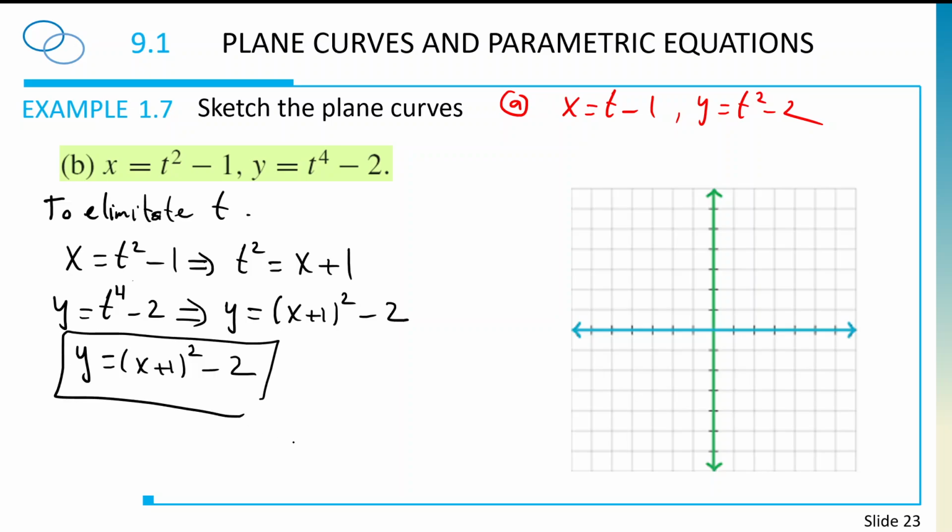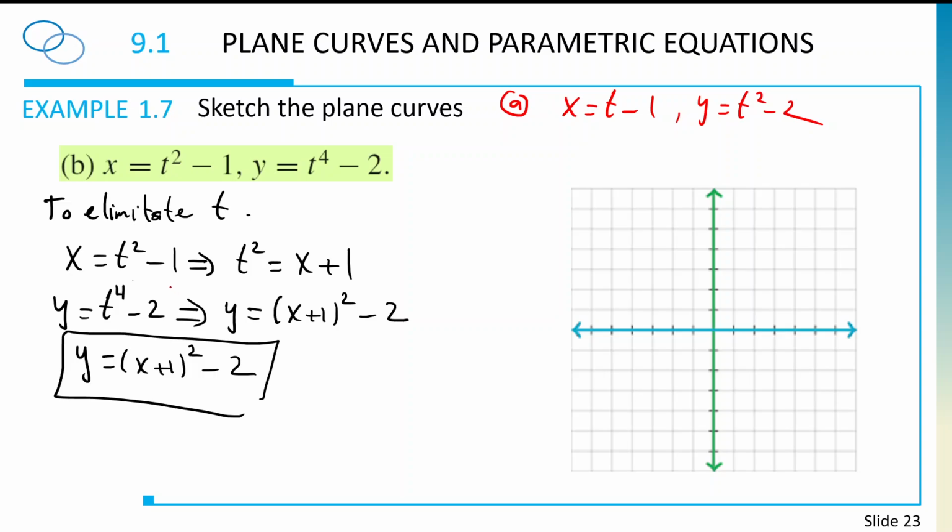Okay, so is it going to be exactly the same graph? Is it going to be exactly the same graph? What do you think? What will be different from the first question? Think for a while. Just take a minute to think. Just compare to the previous one. Okay, I'll help you a little bit.